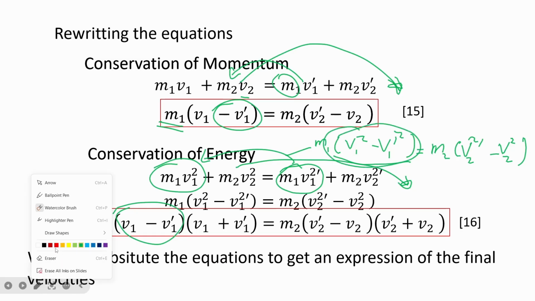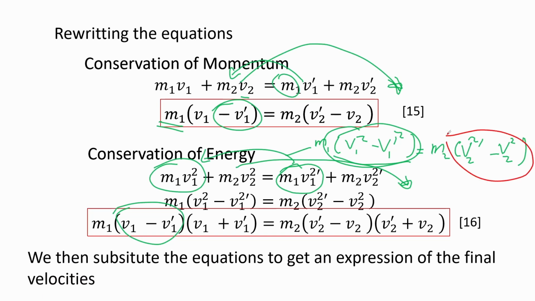Similarly, this one can be broken into two factors. If you multiply that one, it would result in this function here. Now, what do we do? We then substitute the equations to get an expression for the final velocity. So basically, these are terms with the final velocities.